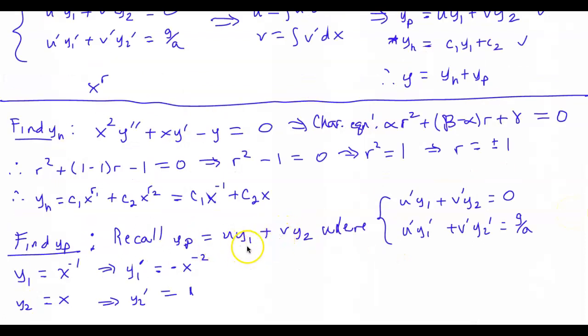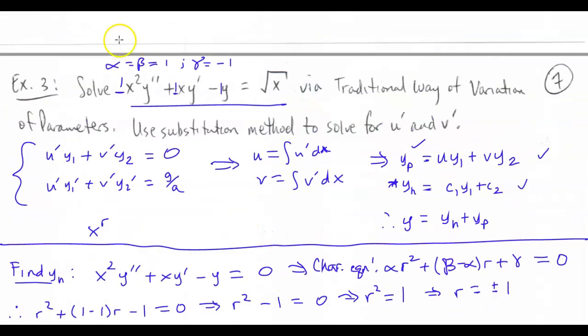All right, so now that we know what our y sub 1, y sub 2, and their corresponding derivatives are, we need to identify what our g function will be here. And hopefully you'll see in a second why I sort of renamed those coefficients to be alpha, beta, and gamma. So our g divided by a, notice that I let alpha be 1, beta be 1, and gamma be negative 1.